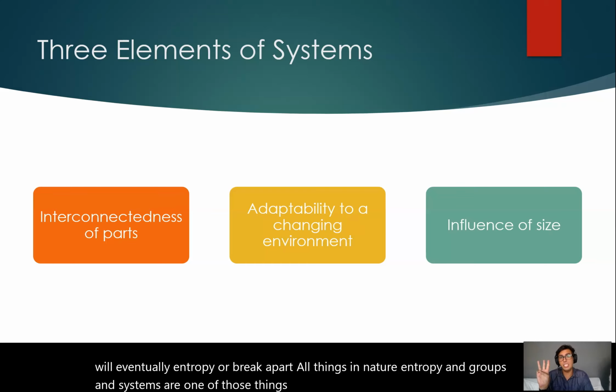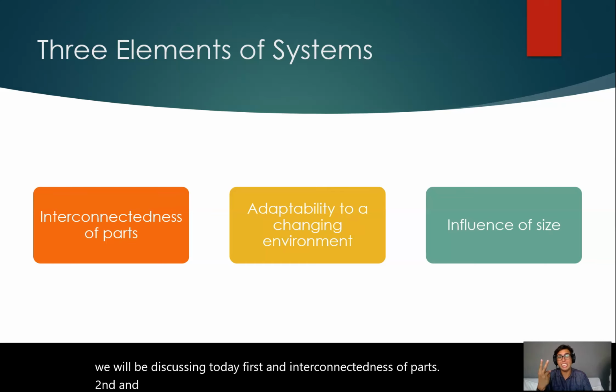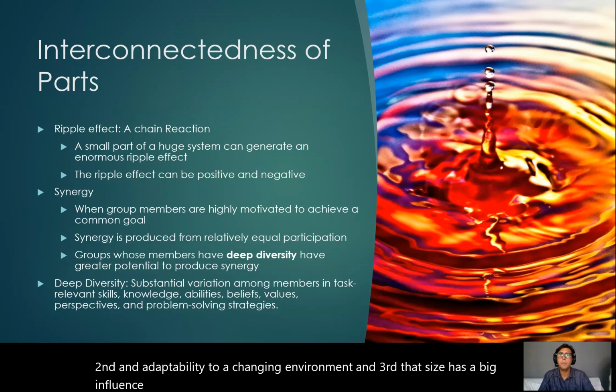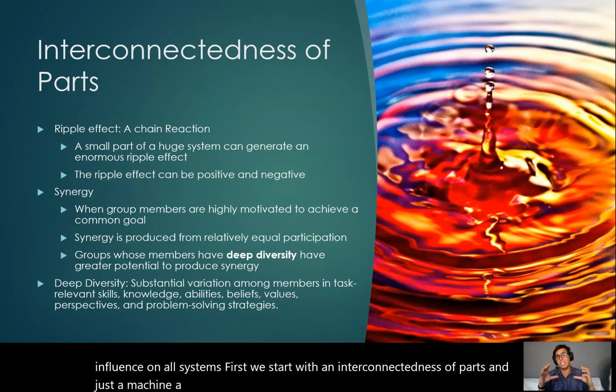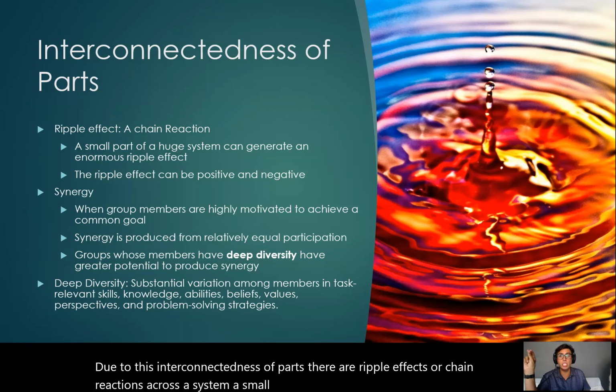There are three elements to systems that we will be discussing today. First, an interconnectedness of parts. Second, an adaptability to a changing environment. And third, that size has a big influence on all systems. First, we start with an interconnectedness of parts. And just like a machine, a chain, due to this interconnectedness of parts, there are ripple effects or chain reactions across a system. A small part of a huge system can generate an enormous ripple effect.